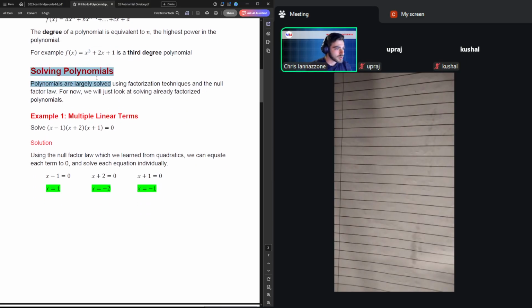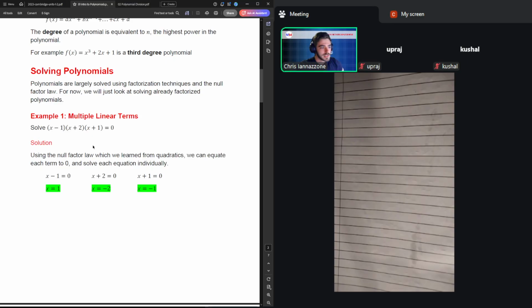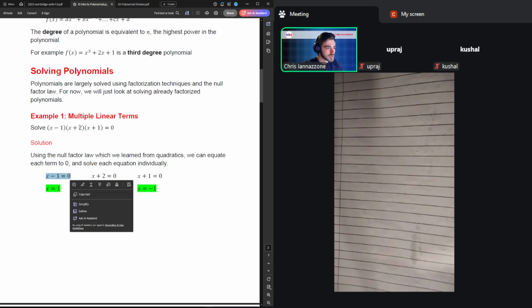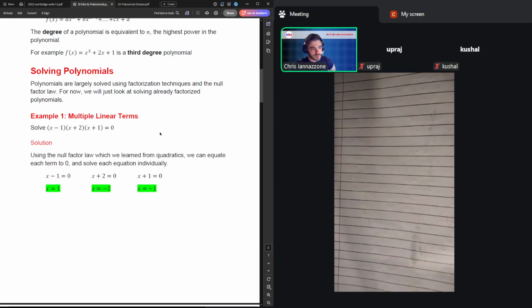A bit about how we solve polynomials. It is going to be very similar to how you solve quadratics, if you're already familiar with that, where a lot of the time what you're trying to do is factorize it, get it into a sequence of terms that are all multiplied together, and then use the null factor law to solve from there, which is to say that you look at each separate term individually and equate it to 0, and then solve each of those terms individually.